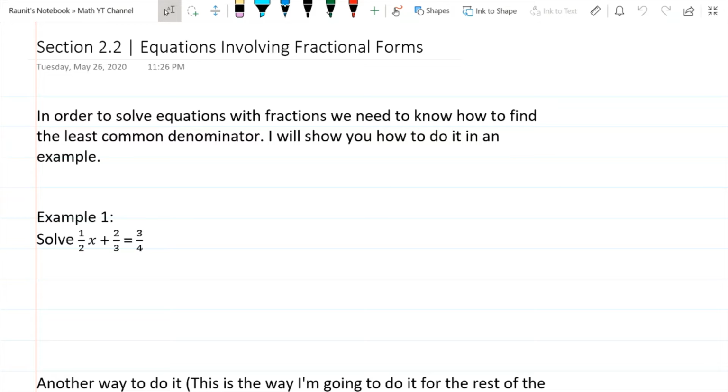So today's section is going to be about equations involving fractions. In order to solve equations with fractions, we need to know how to find the least common denominator. I'll show you how to do that in an example, but I more thoroughly explained it in a previous video. I'll have an info card in the top right.